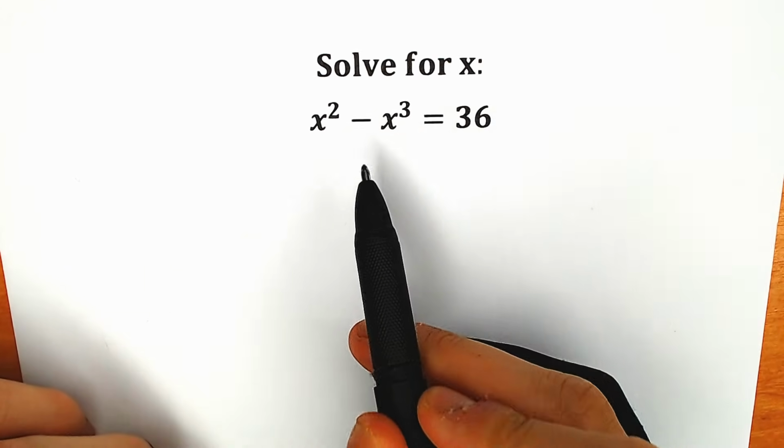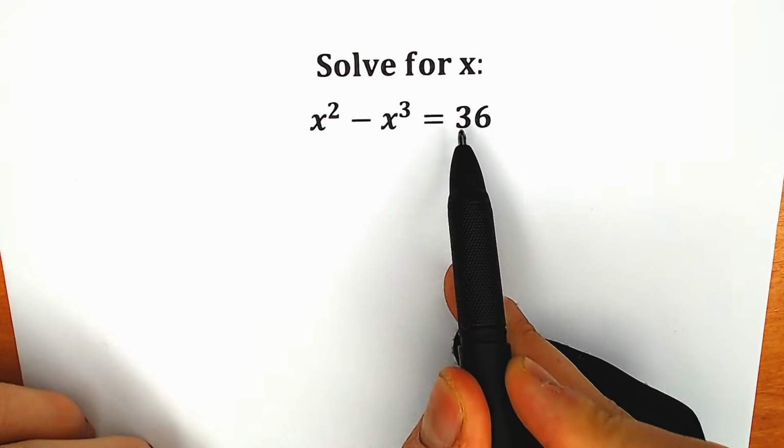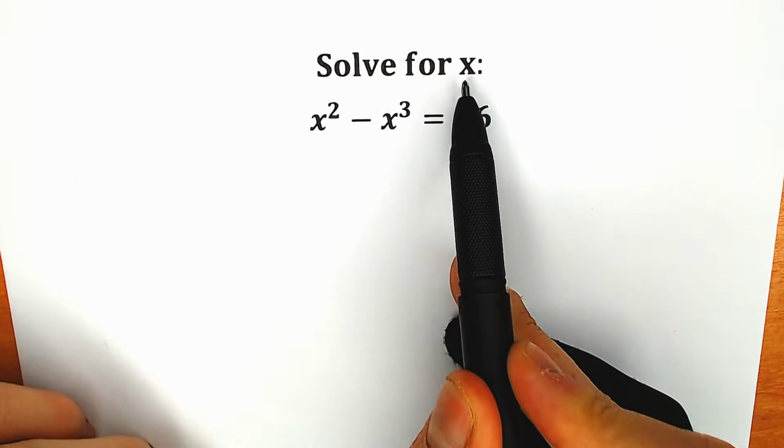Today we have a really interesting question: x squared minus x cubed equals 36. We need to solve this equation for x. So right now, let's start.